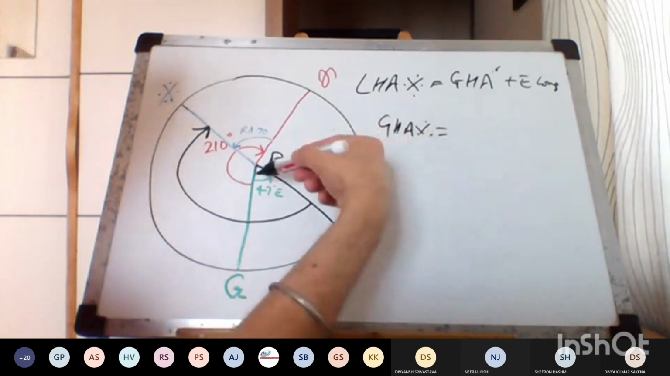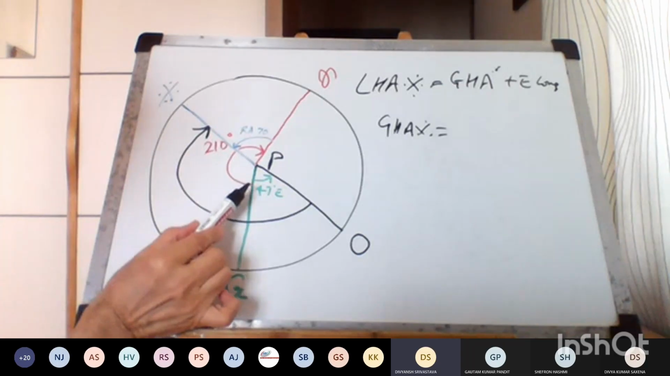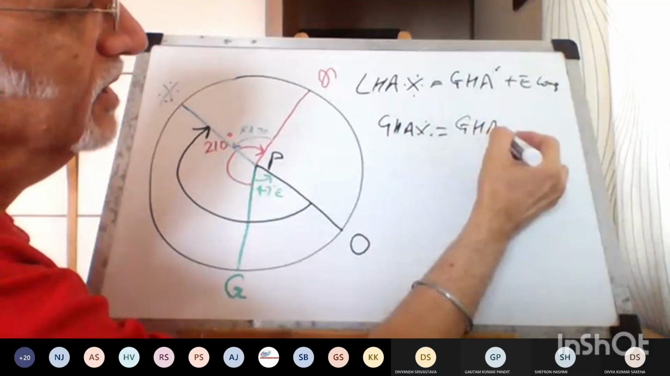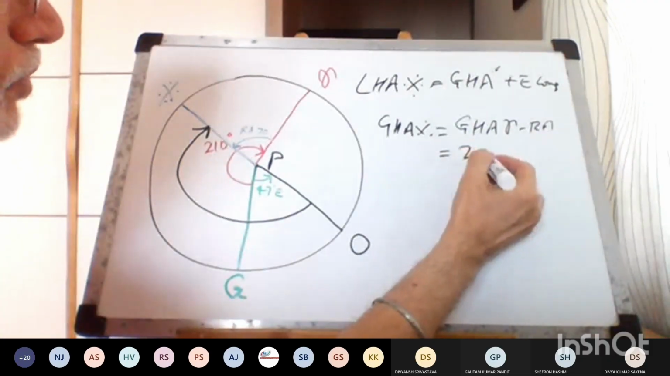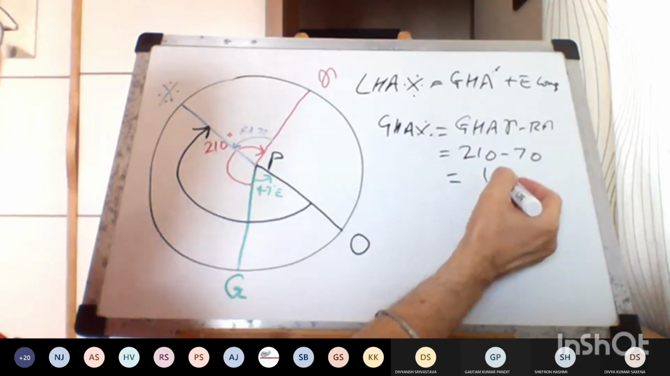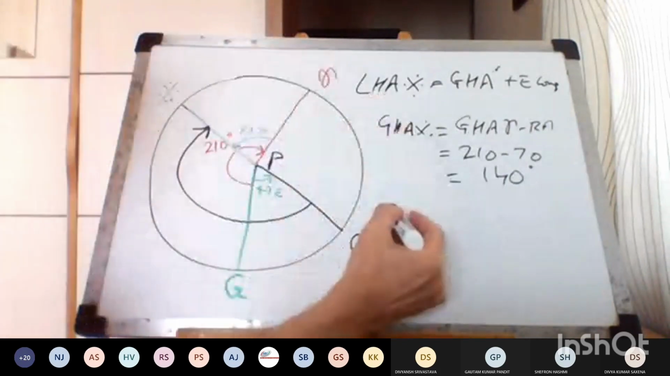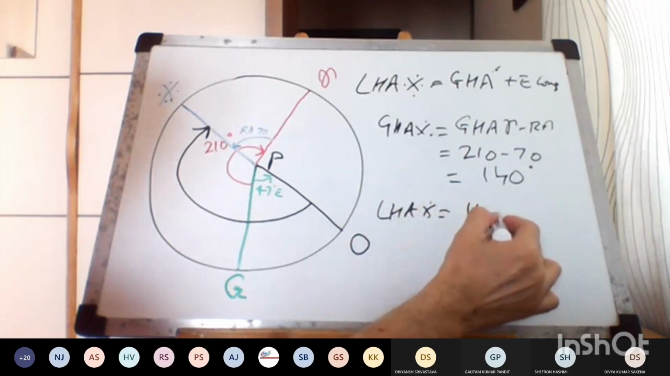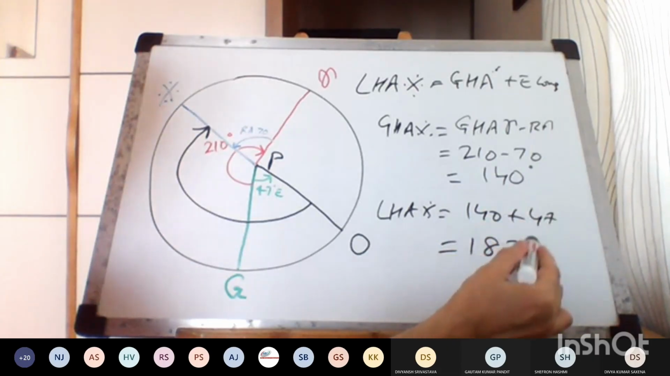So what is GHA star? GHA star is equal to GHA Aries minus right ascension, which is equal to 210 minus 70, which is equal to 140. Yes or no? So LHA star is equal to 140 plus 47, which is equal to 187 degrees.